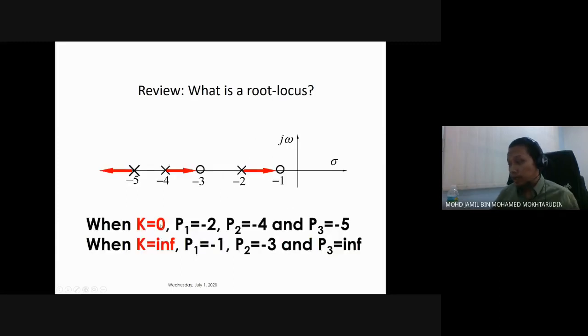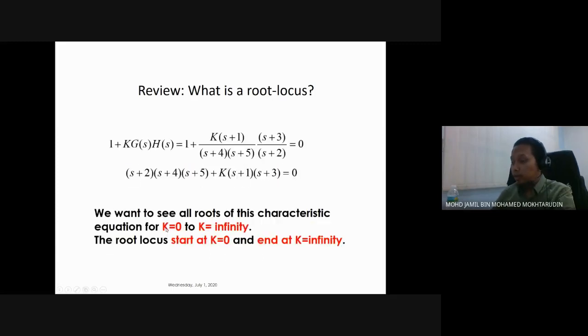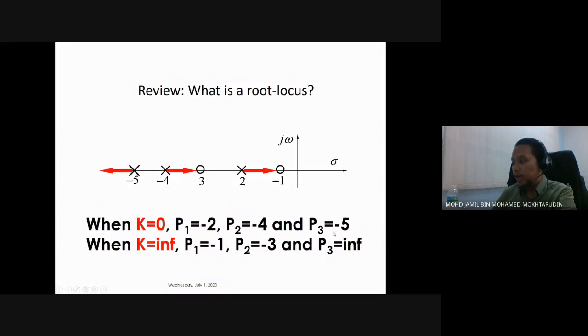When K equals 0, this term here will be negligible, it will become 0. So you only have these three terms here: s plus 2, s plus 4, and s plus 5. You equate this with 0, and you will get the poles at -2, -4, and -5. So there are three poles at K equals 0.